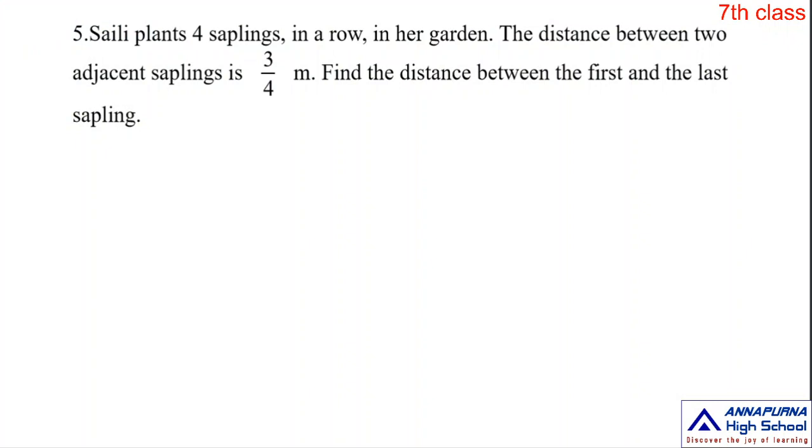So in the previous video we did 4 problems. Now we'll continue with the next problem. Fifth one is: Siley plants 4 saplings in a row in her garden. The distance between 2 adjacent saplings is 3 by 4 meters. Find the distance between the first and the last sapling.